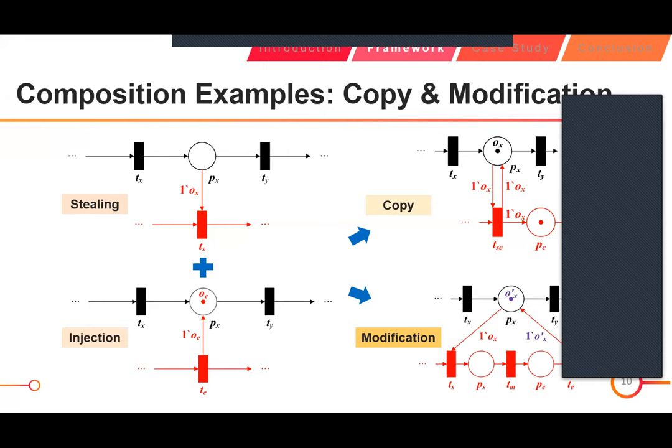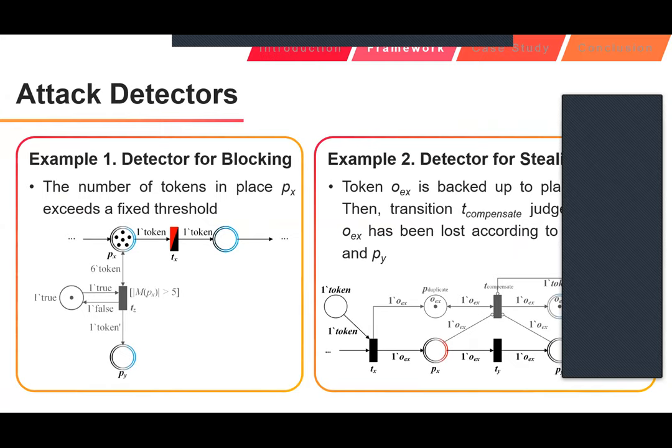Then we introduce attack detectors. For blocking, we give an example of detection by checking whether the number of tokens in a place exceeds a fixed threshold. In this figure, when the number of tokens in place PX exceeds 6, we think that there is a blocking attack and put a token into place PY. For stealing, in a certain interval, as shown in example two, we first pick up token OEX that enters the interval. Then we check whether the token exists in place PX and PY. If token OEX doesn't exist in any of the places in the interval, we say the stealing occurs.